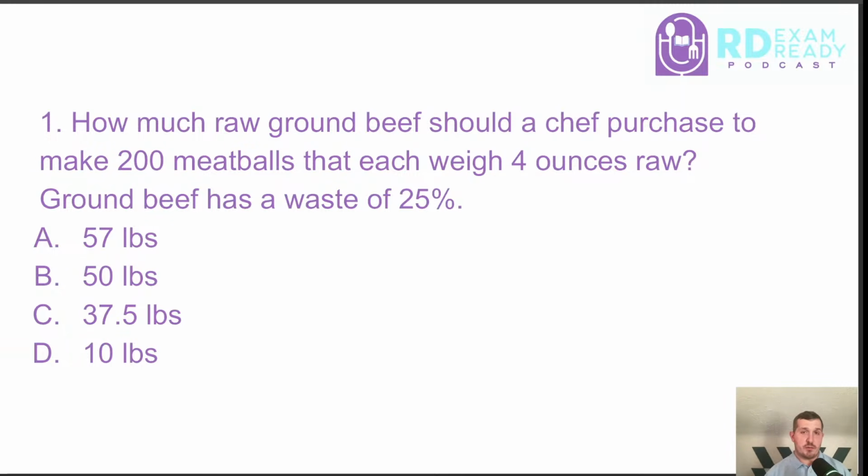Good. Hopefully, by this point, you've read the question. I'm going to start reading it out loud a little bit here just to make sure you're picking up all the pieces that are necessary. How much raw ground beef should a chef purchase to make 200 meatballs that each weigh 4 ounces raw? Ground beef has a waste of 25% in this case. Okay.